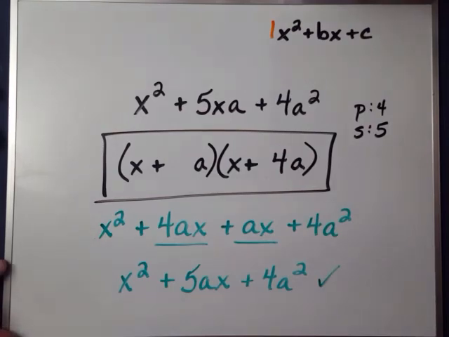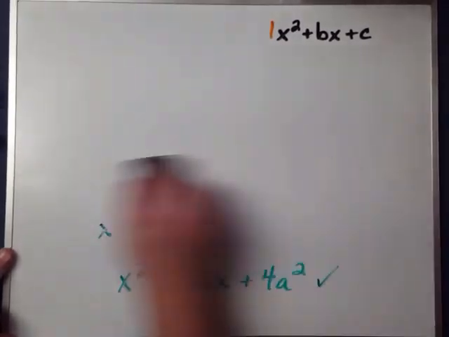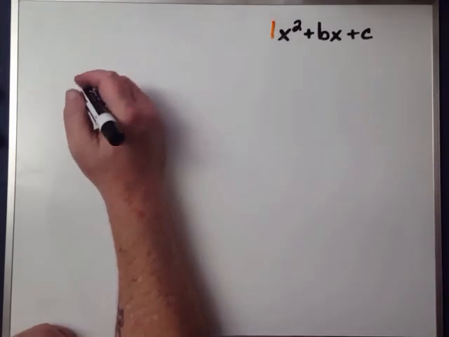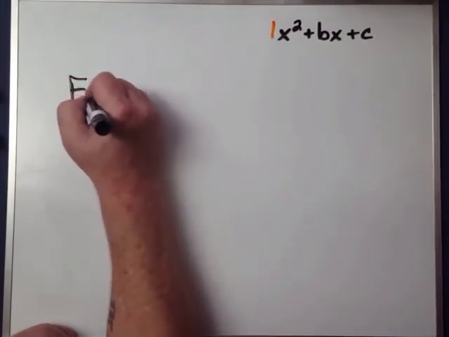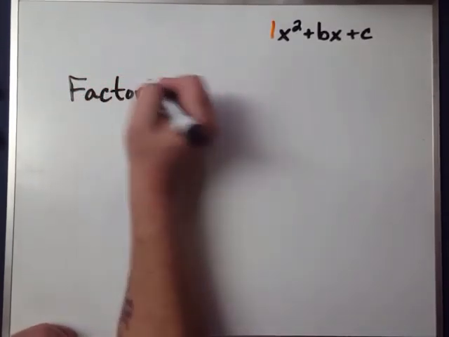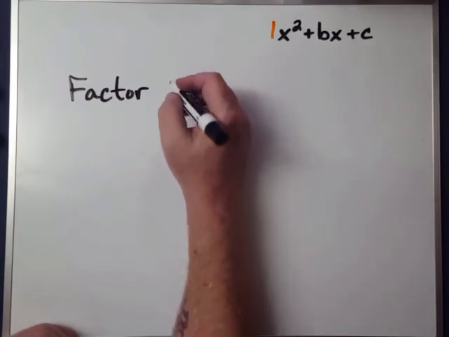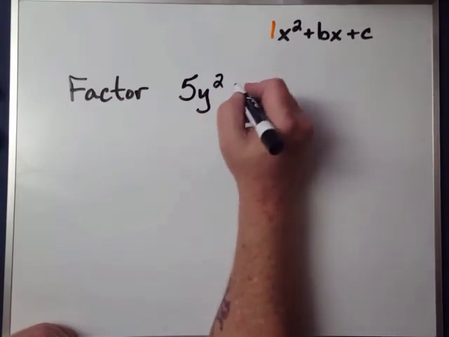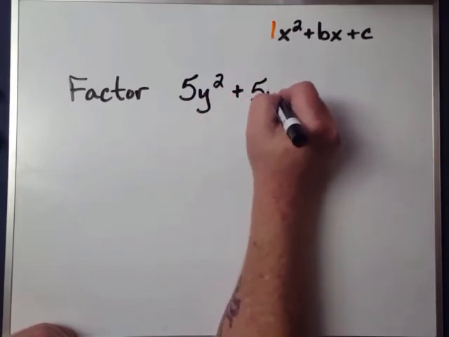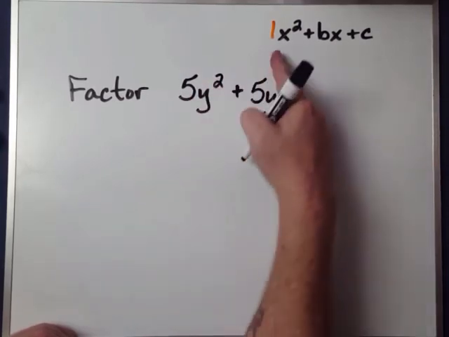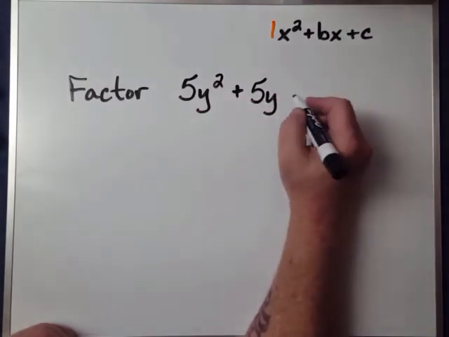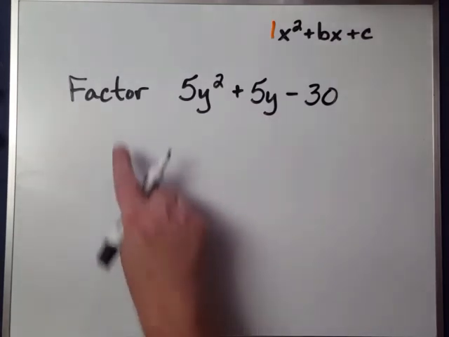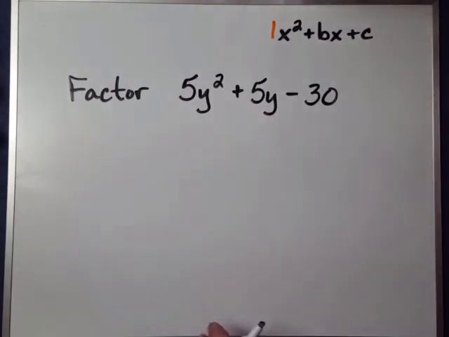Number 58. Now we're going to crank it up a little bit. Now we're going to talk about what we mean by factor completely. Again, all I'm going to say is factor. Now this one's a little different because it has a leading coefficient that's not 1. Are we sure this doesn't belong in the next section? Well, to factor means to factor completely.